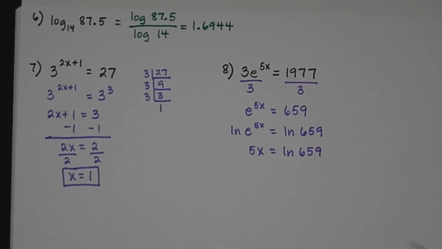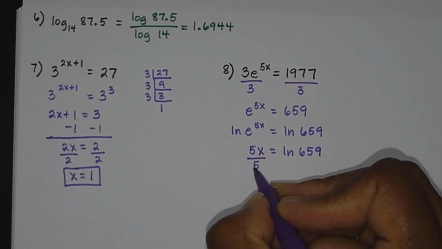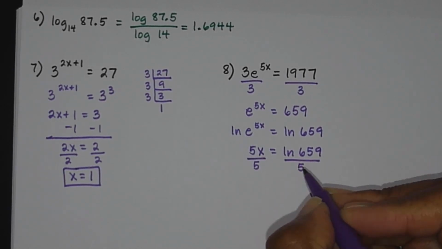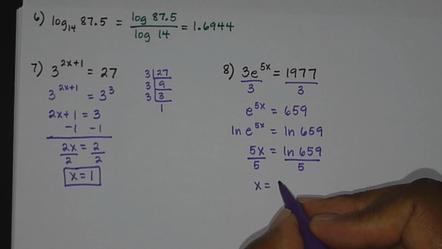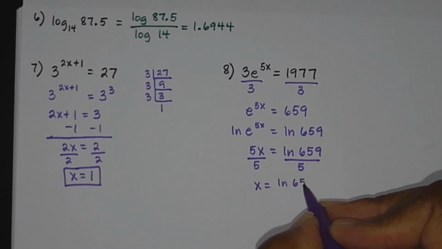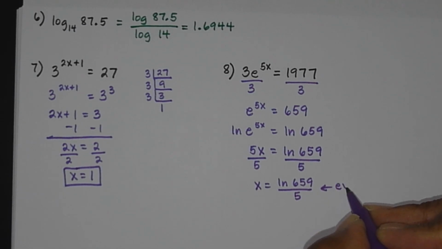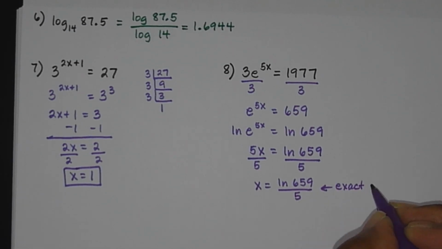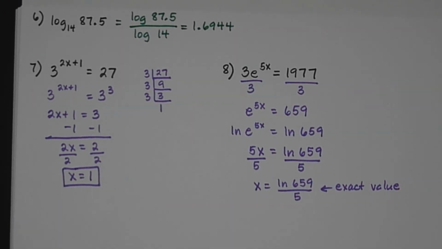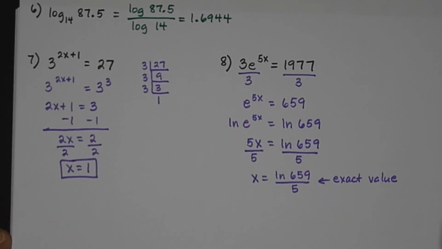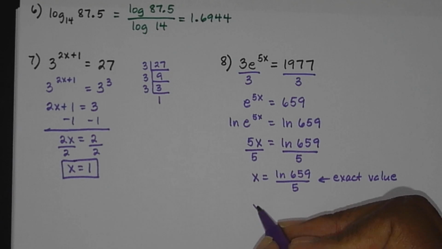And then to get x by itself, we will divide both sides by 5. So x is equal to ln of 659 divided by 5. This represents the exact value. Sure, in the homework for section 4.4, you were required to give the exact value, and this would be it. And also, you're required to give the approximate value.